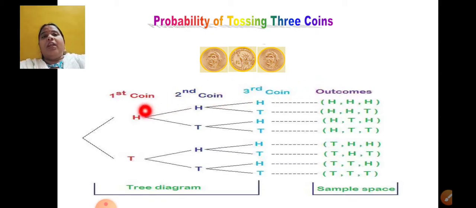What is the second one? First coin head, second coin head, but the third coin it will be tail. Yes, so what is the second outcome? H, H, T. See this, H, H, T. I hope you are understanding it. Like this we can write all these elements. Go for the next one. Head on the first coin, tail on the second coin, but head on the third coin. So which is the next one? H, T, H. See this, H, T, H. Yes, I hope it is clear to you now. Yes, so like this you can write all these elements.